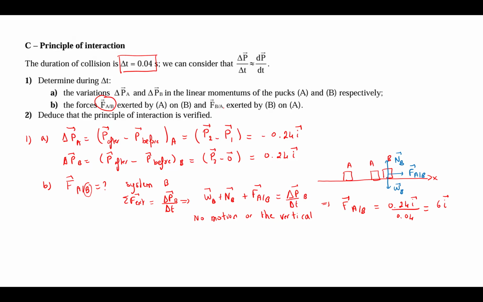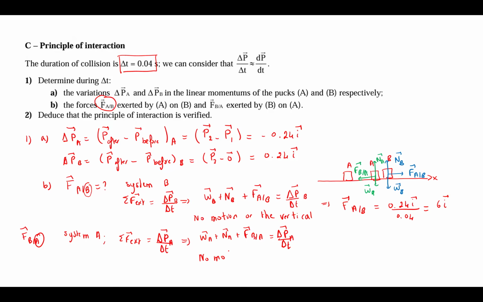Now also I have to calculate the force done by B on A. If I want FB on A this time, my system now is A. I'm studying the forces done on A. So also I do the sum of the external forces equal delta P, but this time delta P for the system A. Let's see what forces we have on A. On A, we have the weight, we have the normal, and we also have the force done by B on A. So we have WA, normal A, and the force done by B on A, which is equal to delta P A over delta T. Also there's no motion on the vertical axis. It's always moving on the horizontal here.